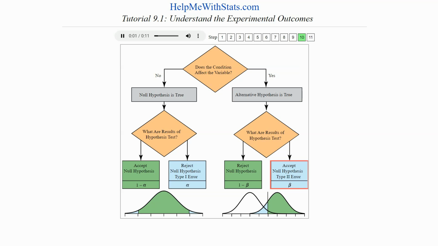Sometimes, our hypothesis test will incorrectly fail to reject the null hypothesis. This probability is referred to as the type 2 error and is indicated by beta. In the display, we can see the type 2 error rate defined to be the light blue part of the alternative population distribution that is below the critical value of the null hypothesis distribution.